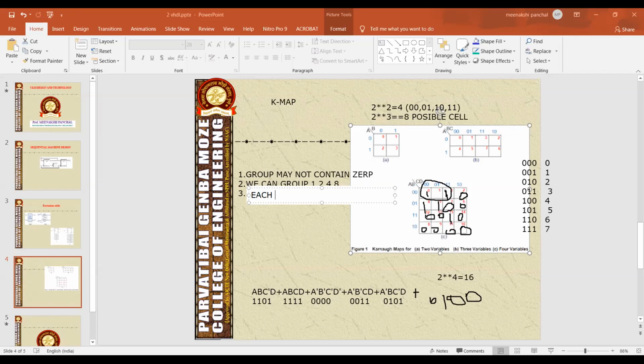Each group should be as large as possible. So the group should be as large as possible. It's better to make a single group. We have to make a smaller number of groups. The more ones involved in a group, the better, with group sizes of 1, 2, 4, 8. Wherever that many neighboring ones are present, we can make a group.